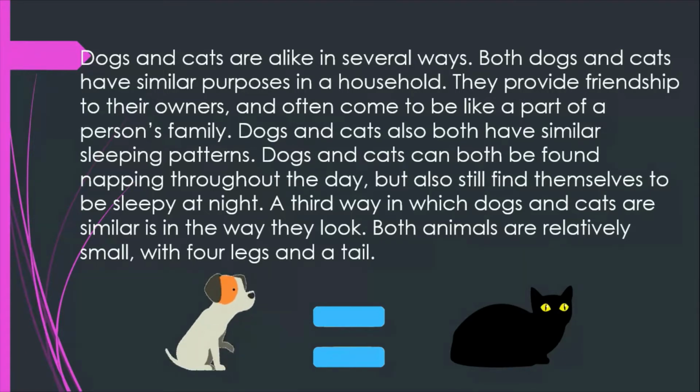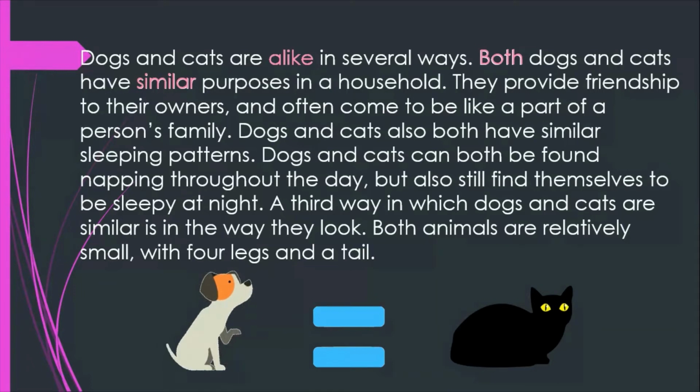Okay, so let's go ahead and look at the first sentence. Did you see one there? Yeah, me too. I saw one right there. Alike. How about this second sentence? Both dogs and cats have similar purposes in the household. Uh-huh, they got actually two of them. That is correct. Okay, how about the next one? Do you see one?